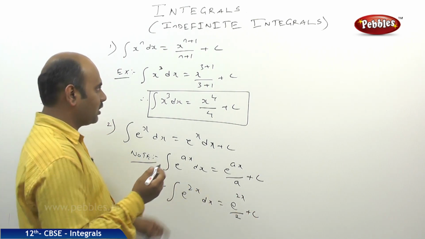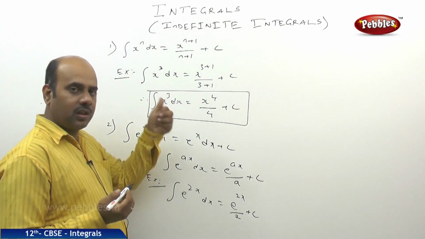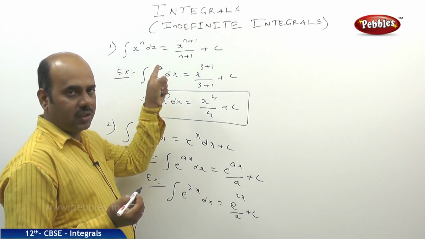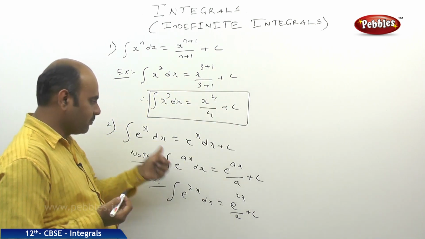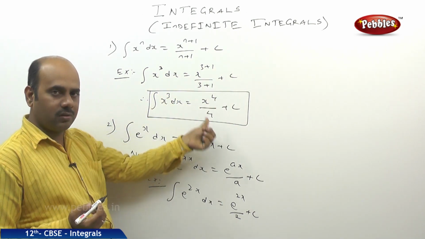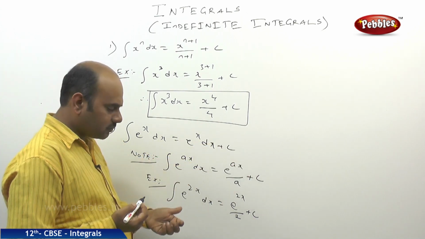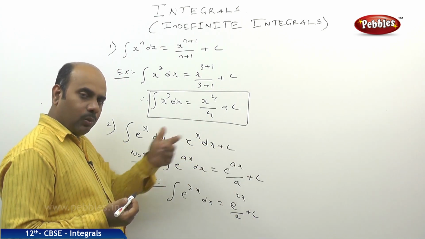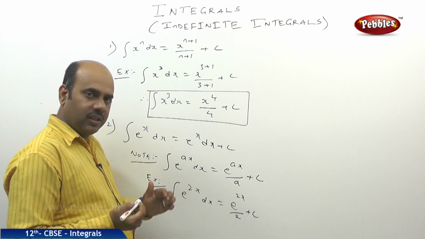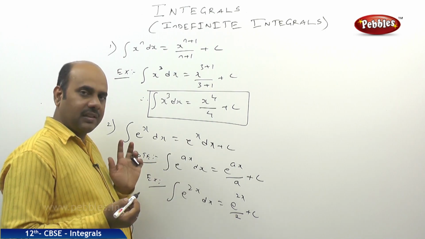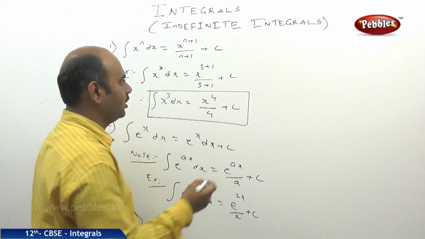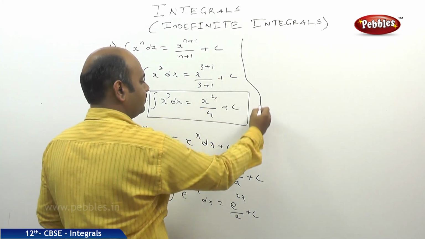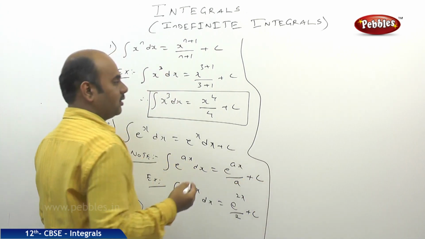I think you are clear with these two basic algebraic integration formulas. Integral of x power n dx is x power n plus 1 by n plus 1 plus c, and integral of e power x dx is e power x plus c. And finally remember, whatever coefficient of x is there in integral formulas, that comes in the denominator. So later we'll be learning another formula.